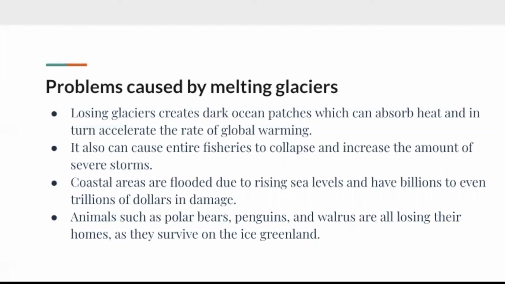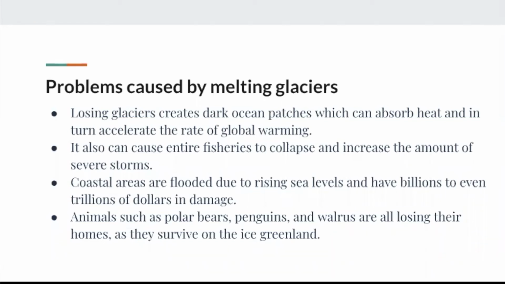And we know already that accelerating the rate of global warming, or making a specific patch of the ocean warmer, will in turn cause the melting of glaciers to occur much faster. It can also cause entire fisheries to collapse and increase the amount of severe storms. Coastal areas are flooded due to rising sea levels, and billions to trillions of dollars in damage will be caused, which could be detrimental to our economy.